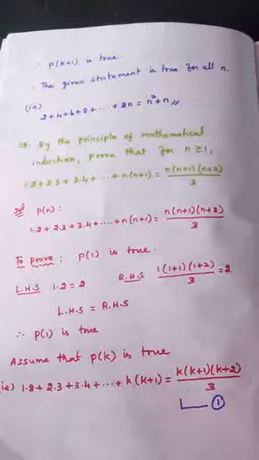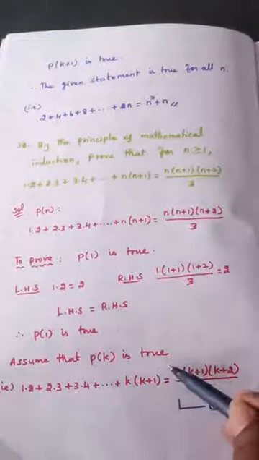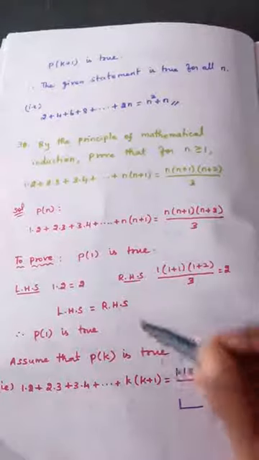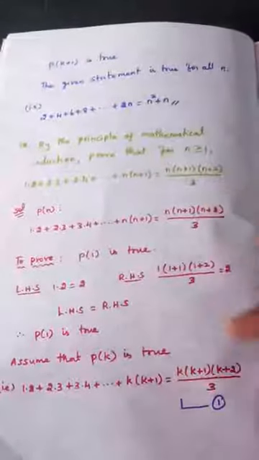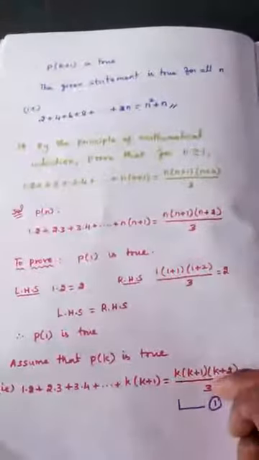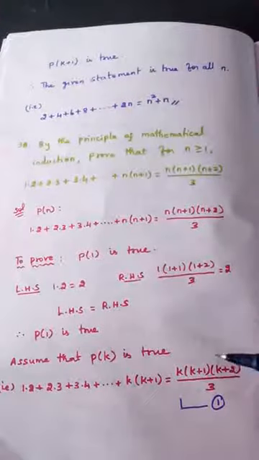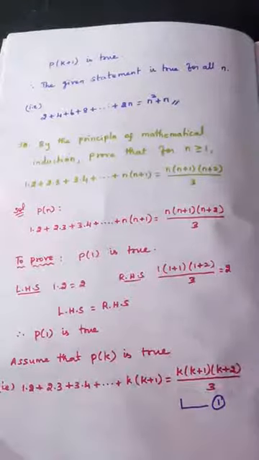What is immediately the next step? Assume that P of k is true. We need to assume this. P of k is true means what? From this statement, write this statement. In place of n, you put k, so k into k plus 1 is equal to k into k plus 1 into k plus 2 divided by 3. So this result we can take by ourselves. We can imagine that this is true. So this is the first equation.